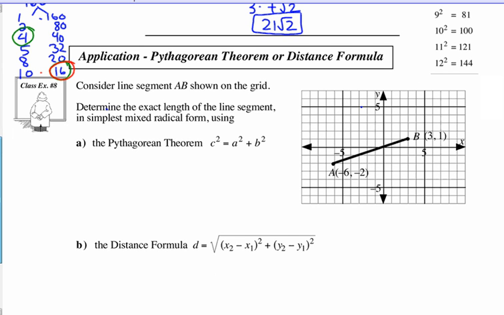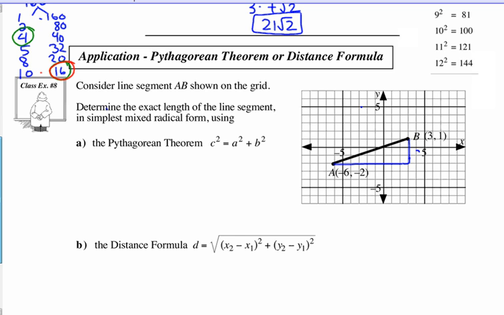Okay, so the distance theorem, this is a formula for calculating distance between 2 points. And it's based on Pythagoras. So it says determine the exact length of the line segment. So we could also make a triangle and use Pythagoras. Okay, so here's our triangle. So our C value, remember, is opposite the right angle. We're trying to find that out.